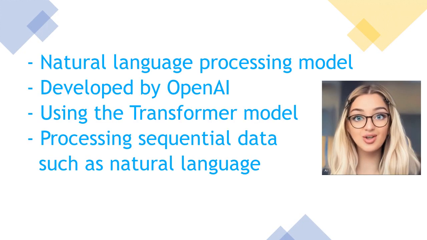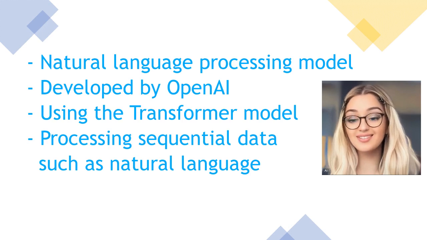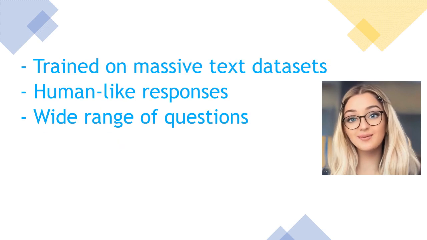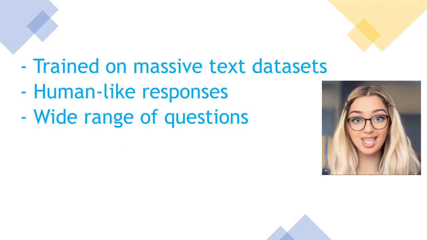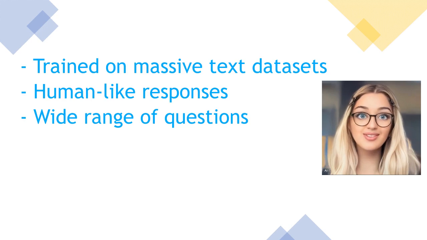ChatGPT is a state-of-the-art natural language processing model developed by OpenAI. It is based on a deep learning architecture called the transformer model, which is specifically designed for processing sequential data such as natural language. ChatGPT was trained on a massive dataset of text to be able to generate human-like responses to a wide range of questions.